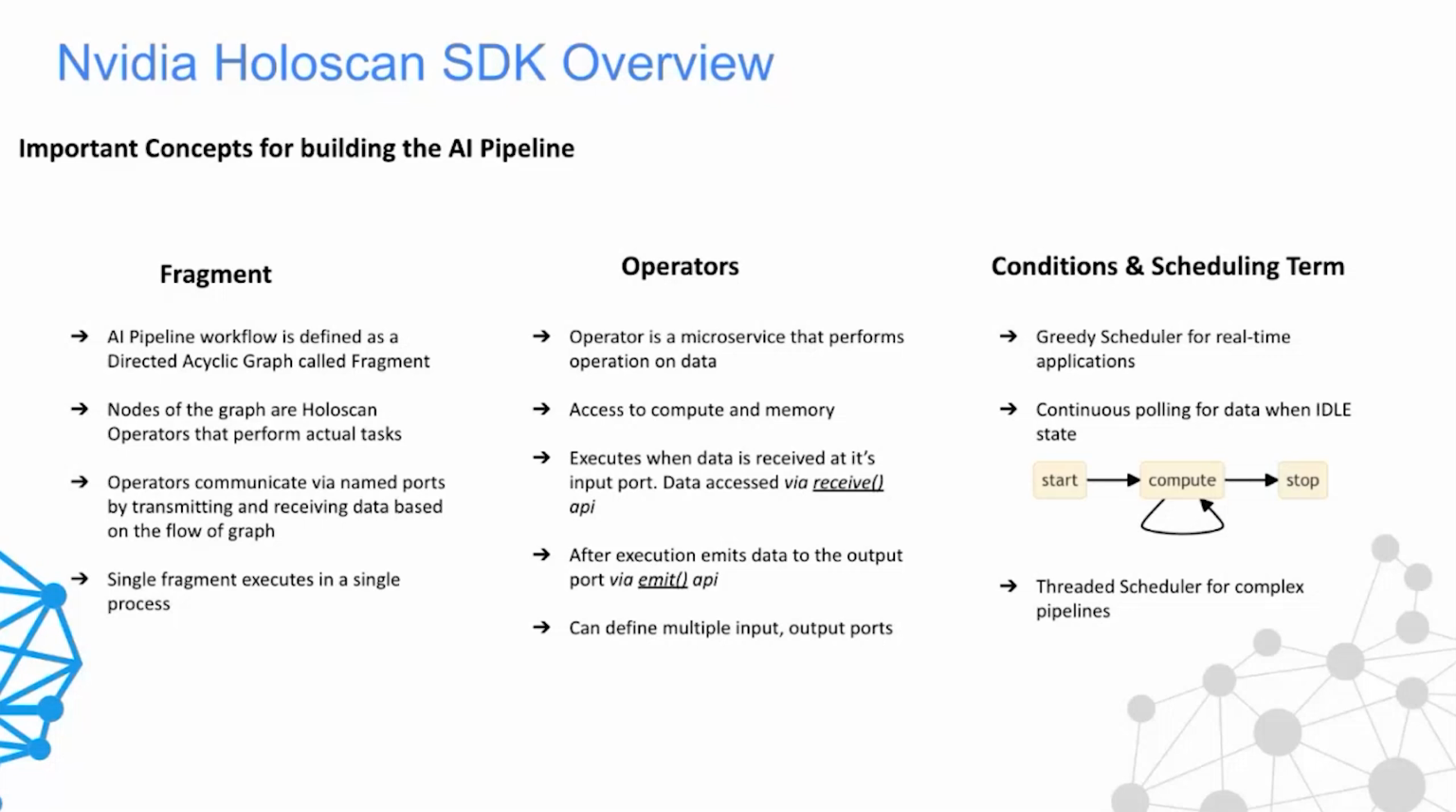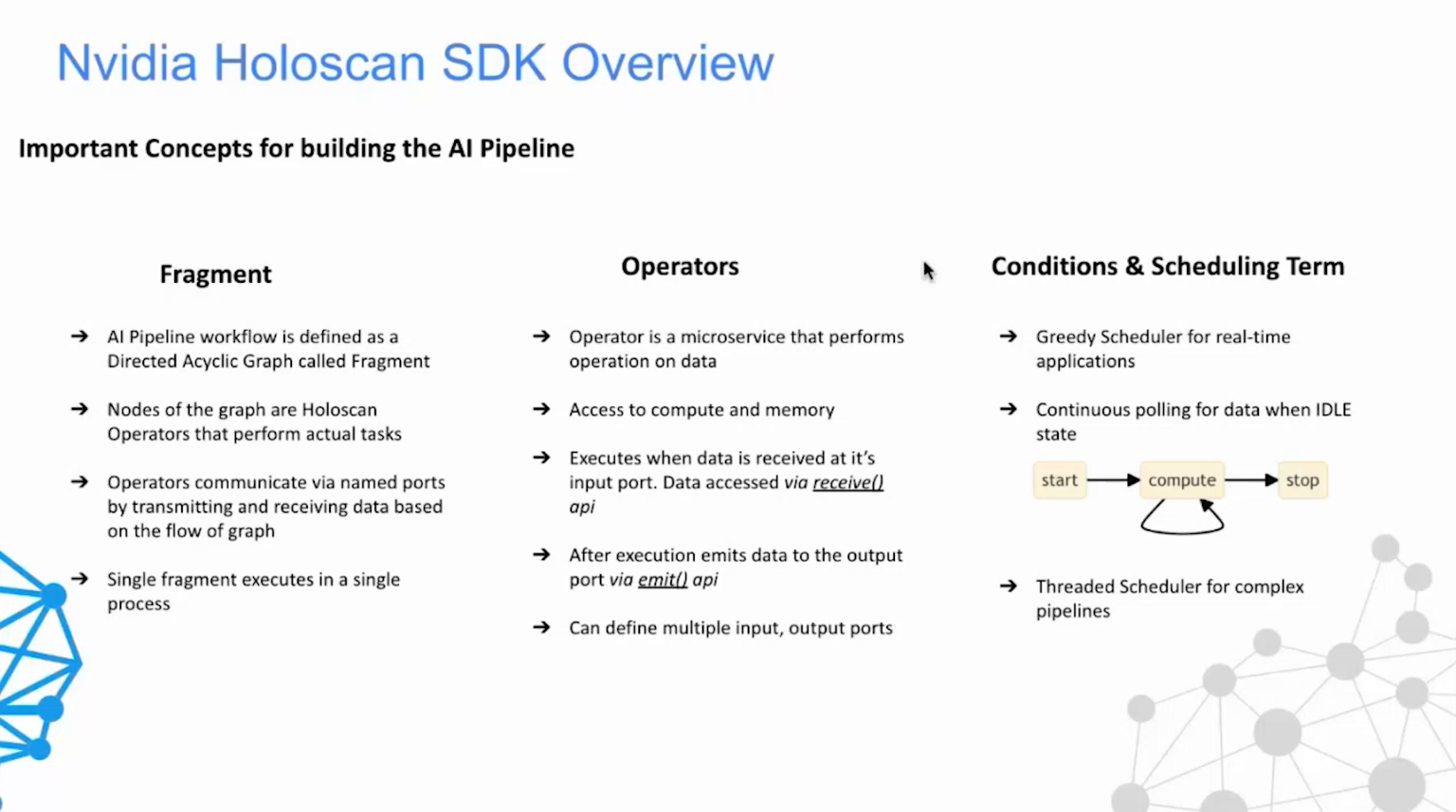Operators are like a microservice. They have input ports and output ports. On the input ports, they receive the data. As soon as they receive the data, they can make the computation. You can compute on top of it, and then using the emit API, Python API provided as part of Holoscan SDK, you can emit the final output on the output port that can be transmitted to the next node of the graph. So yeah, each operator can define multiple input and output ports.